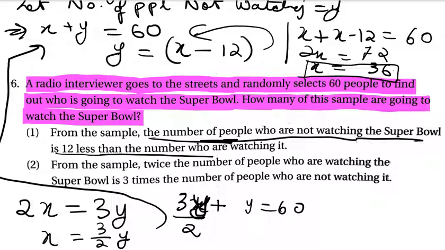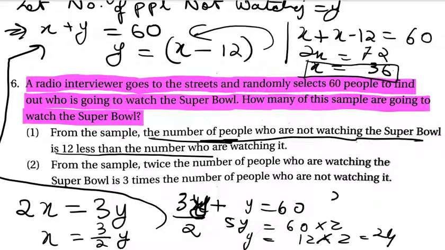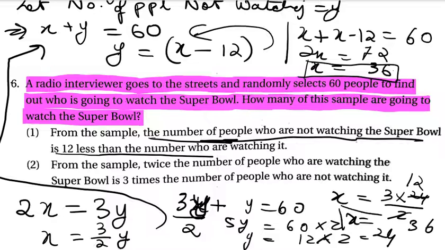So now what do we have? We have 5y equals 60 into 2, and y equals 12 into 2, that is 24. Okay, so that was actually 5 12s are 60, right? So here you have got y as 24. Now you can put the value of y and get x. So x will be equals to 3 into 24 by 2. 2 12s are 24 and 36. Okay, so here also you are getting x as 36.